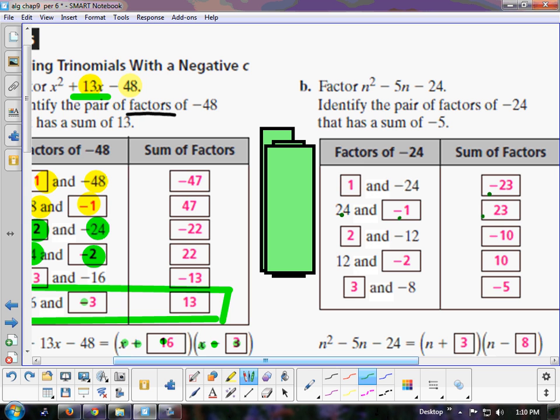We want it to add up to what? What do we want this one to add up to? Negative 5. Okay? And that's this answer right here. Now, how would I get that?